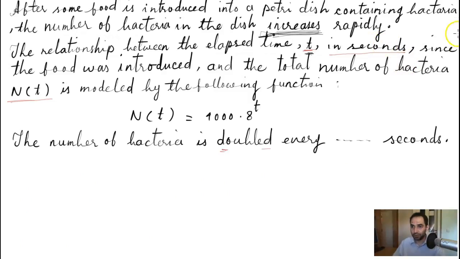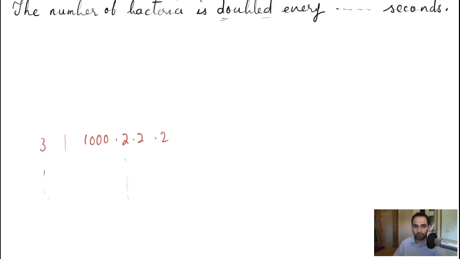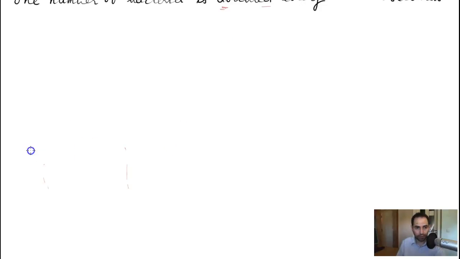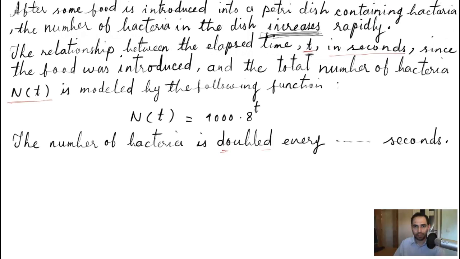Based on this relationship, we need to create some sort of relationship between n of t and t in which this common ratio is equal to 2, not 8. Because I want to know in how many seconds, or in what fraction of a second, the number of bacteria is getting doubled.